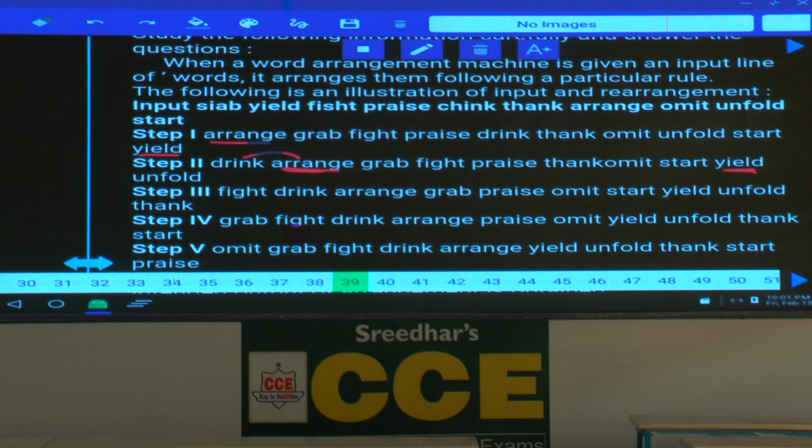And then the previous word to yield is unfold, arranged at the last place. And further, drink and arrange will be shifted to the second and the third places respectively. And the next word to drink is fight, arranged at the first place. And the previous word to unfold is thank, arranged at the last place. And this is how these words are arranged at the first place and the last places. Further, they will be shifted to the left hand side and right hand side. Clear? All these 5 questions are based on the same logic, 39 to 43.